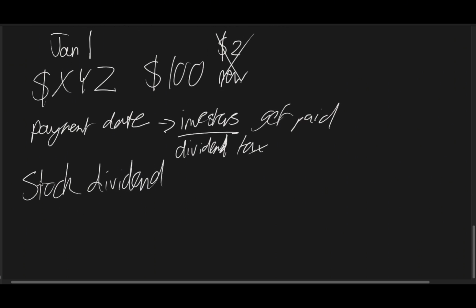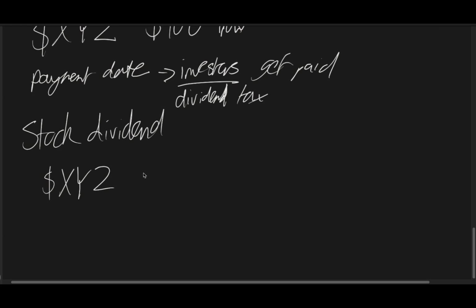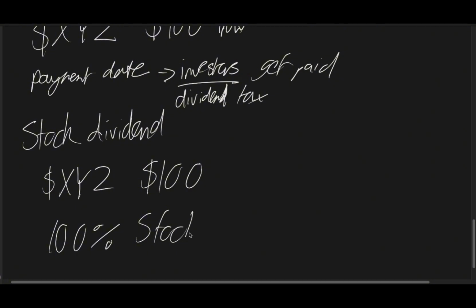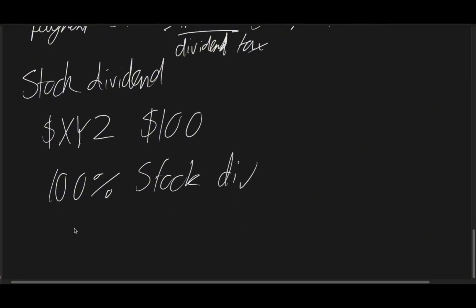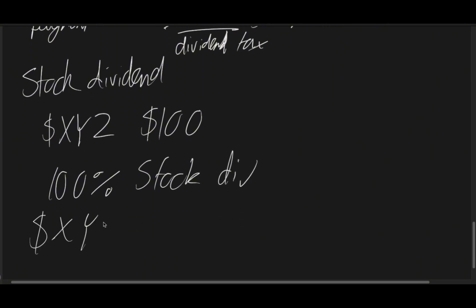A stock dividend is basically the same process, but the company gives you stock. So for example, let's say company XYZ is trading at $100 and they announce a 100% stock dividend for whatever reason. This means that on the next day, the stock price would adjust to $50 because, assuming the market cap is the same. So you need to remember this: market cap is the same.